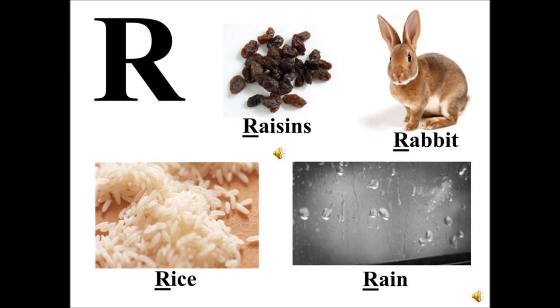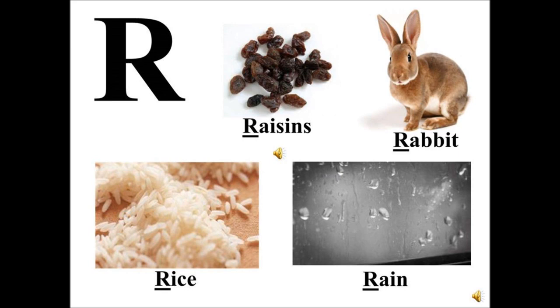What is that alphabet letter? That alphabet letter is R. R, R, R, R, R. That's the sound. These are R words. Raisins. Rabbit. Rice. Rain.